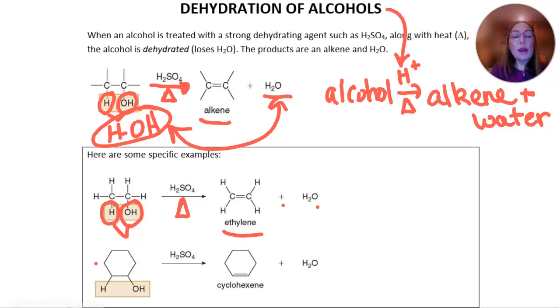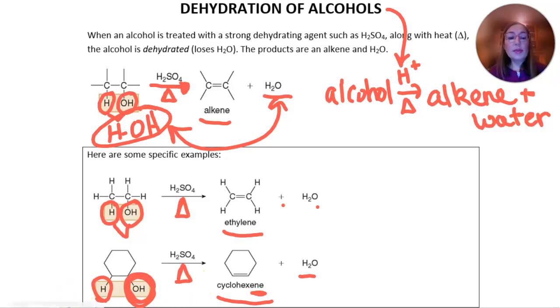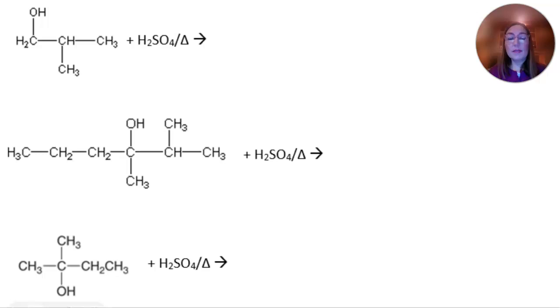What about cyclohexanol, where we've got a cyclohexane with an OH? Well, you're going to remove the OH, of course, from the alcohol, and then you're going to remove the hydrogen from an adjacent carbon with H2SO4, strong acid catalyst, and delta for heat, and you're going to make cyclohexene, ene for that double bond that's present in the ring, right? So you're going to make an alkene, and you're also going to lose water. So those are some examples of dehydration in alcohols.